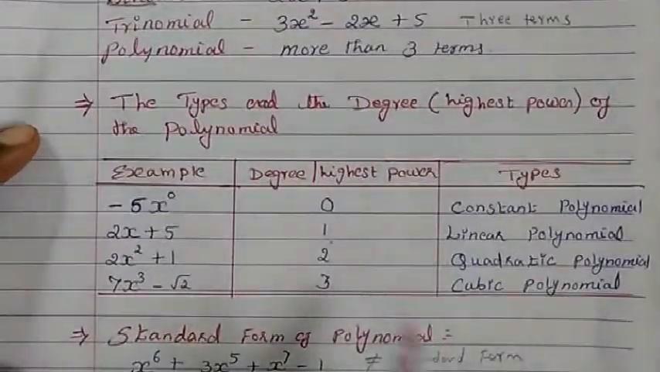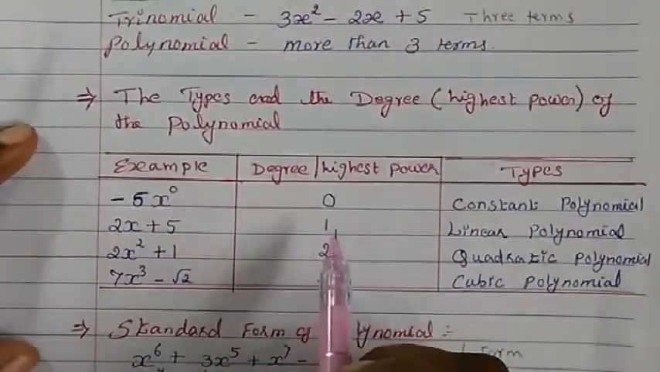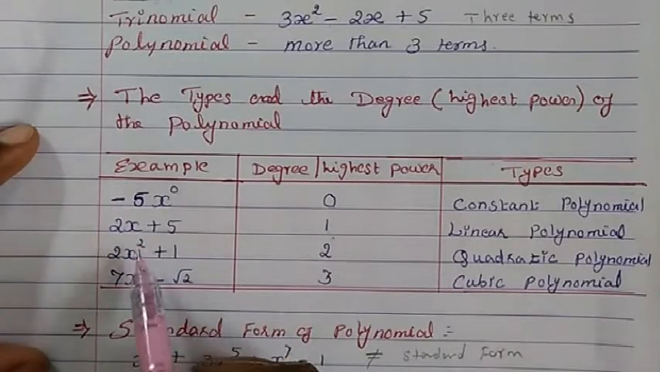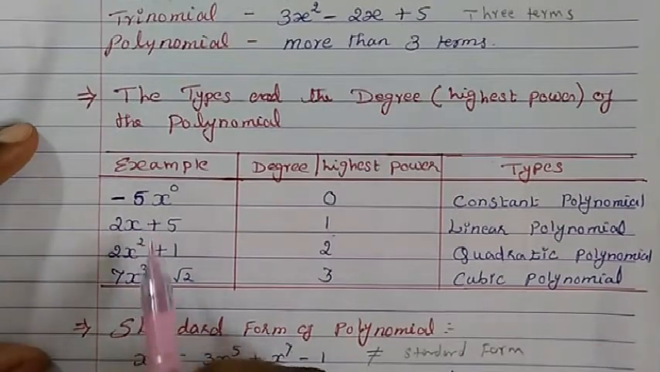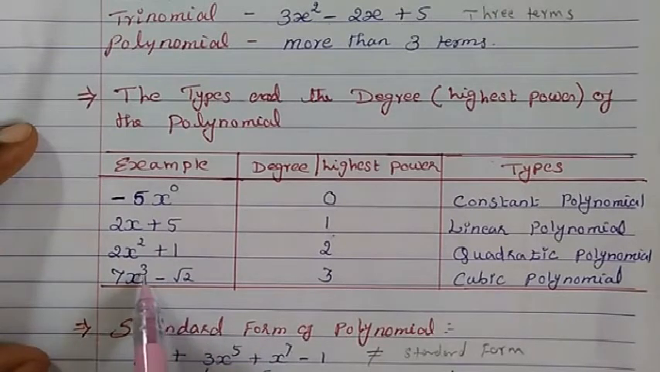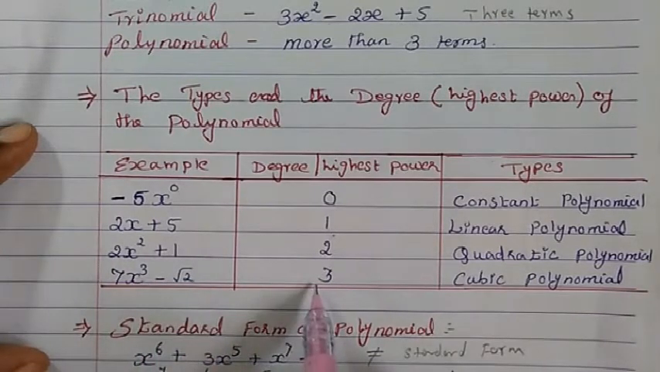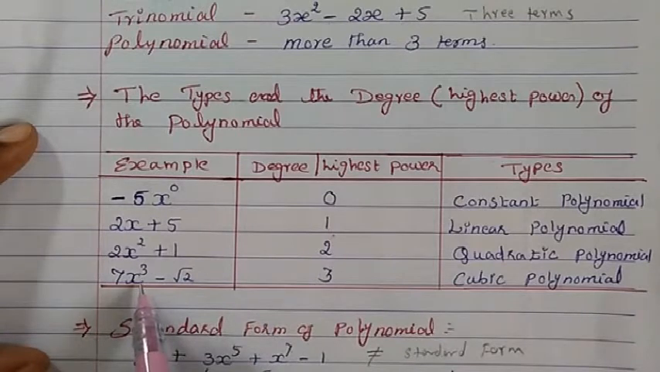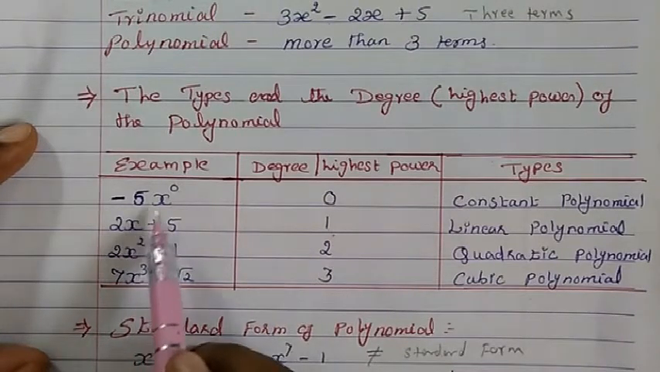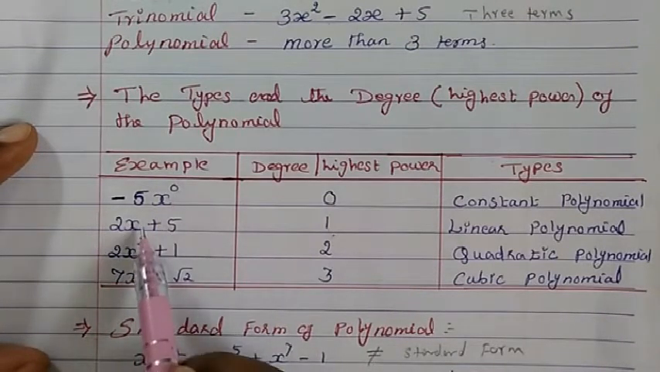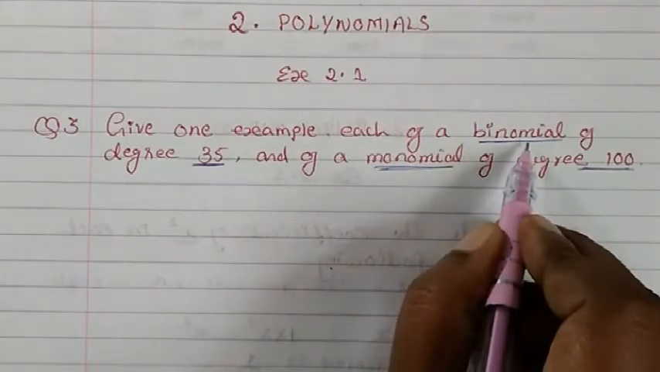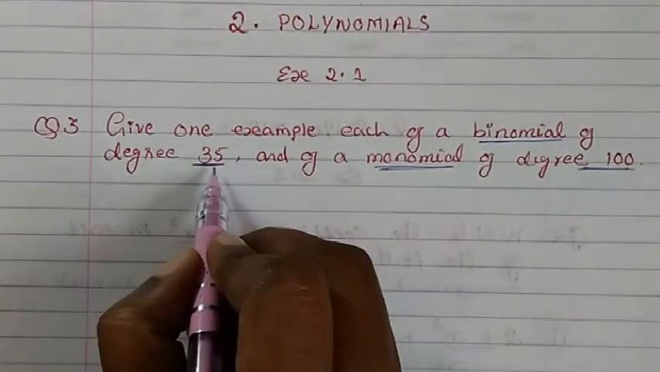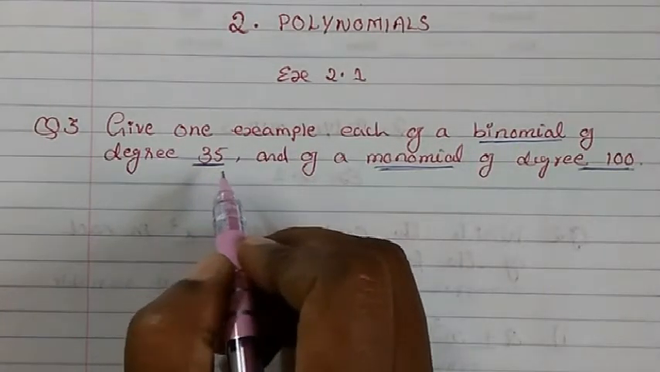Then I explained to you also about the degree. So you have to see the highest degree of a variable. There should be a variable, and the variable's power is known as the degree. Whichever is the highest power will be known as the degree. So the exponent of the variable is known as degree. Now let's come to the point here. We have to write the binomial first and then write the degree for that. 35 should be the degree.